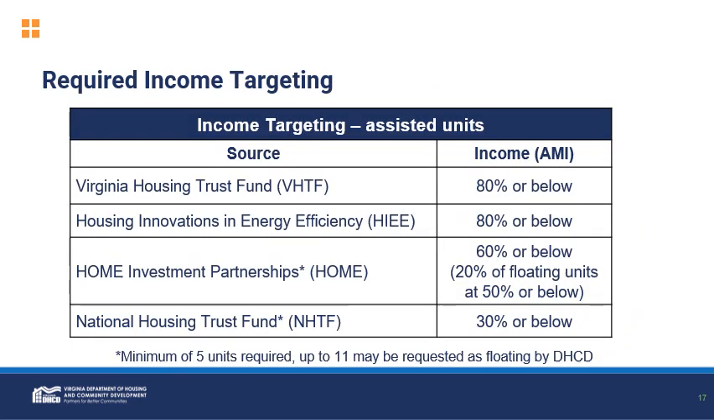The required income targeting, as I've mentioned before, for each source: Virginia Housing Trust Fund, 80% or below, as well as HIGH E. HOME Investment Partnerships, 60% or below, of which 20% of those floating units have to be at 50% or below. And the National Housing Trust Fund is 30% or below. A minimum of 5 units, and it may be up to 11, requested by DHCD.